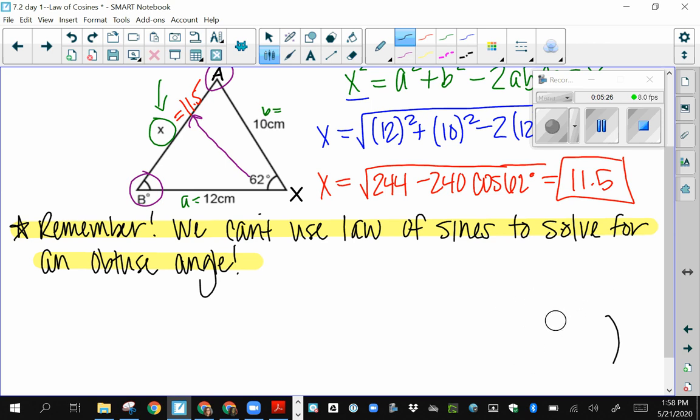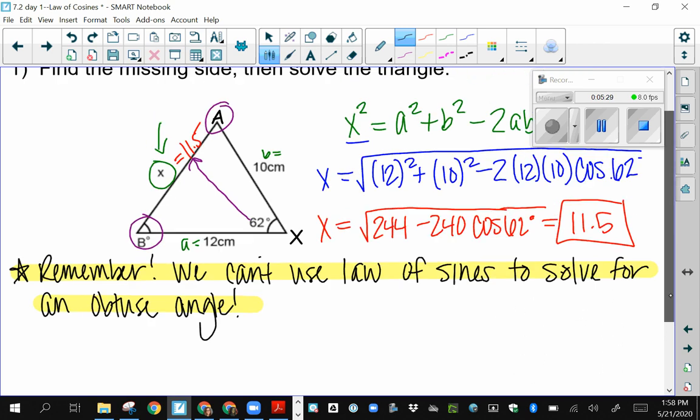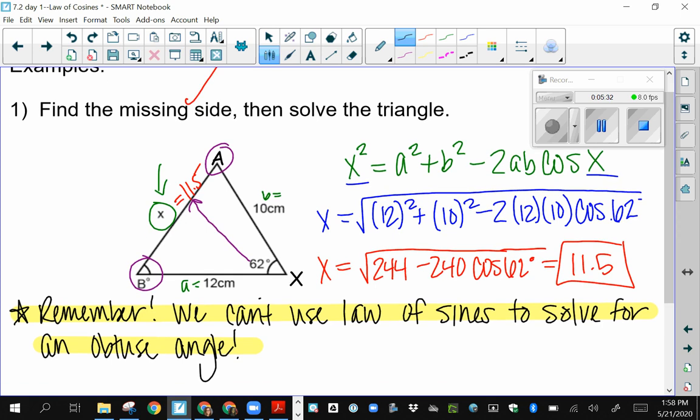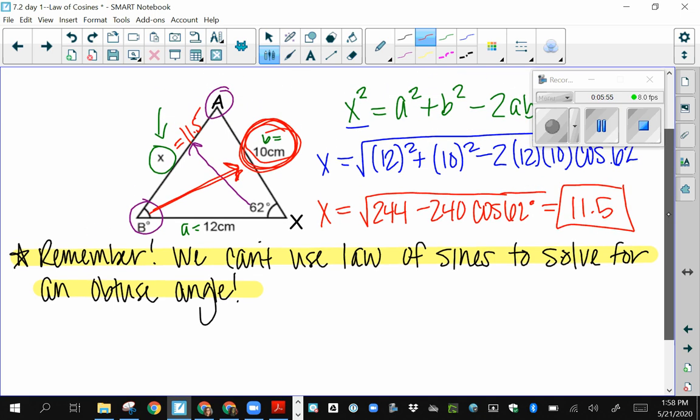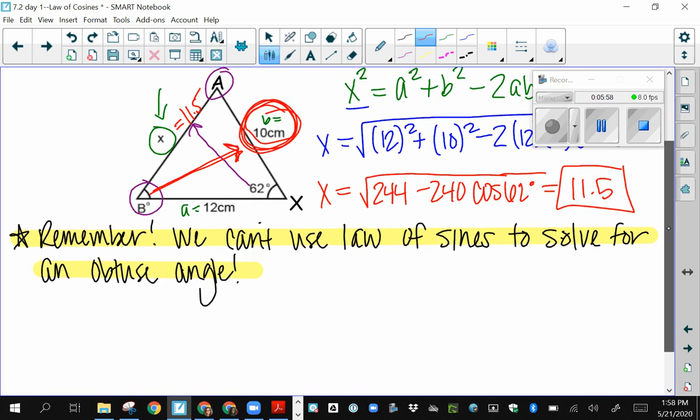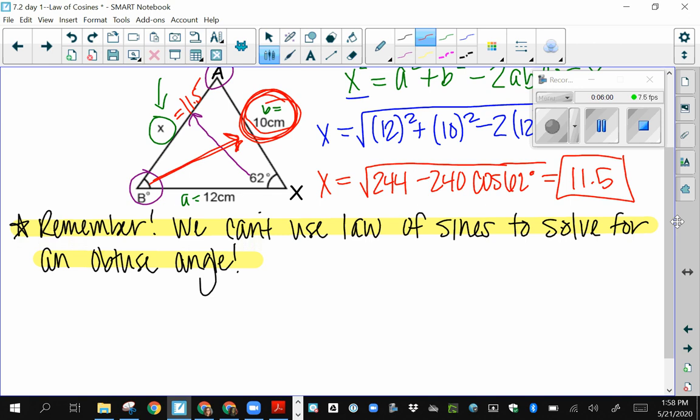So what I mean by all of this is you want to be careful about which angle you're using law of sines to solve for. How I'm going to choose between angle B and angle A is I'm going to look at side lengths and I'm going to choose the smaller one. Because if this is an obtuse triangle, which I don't think it is based on the side lengths, we could get in trouble if I tried to use inverse sine to solve for an obtuse angle. And the obtuse angle is going to be opposite the largest side. So that is why I'm going to solve for angle B next using law of sines.